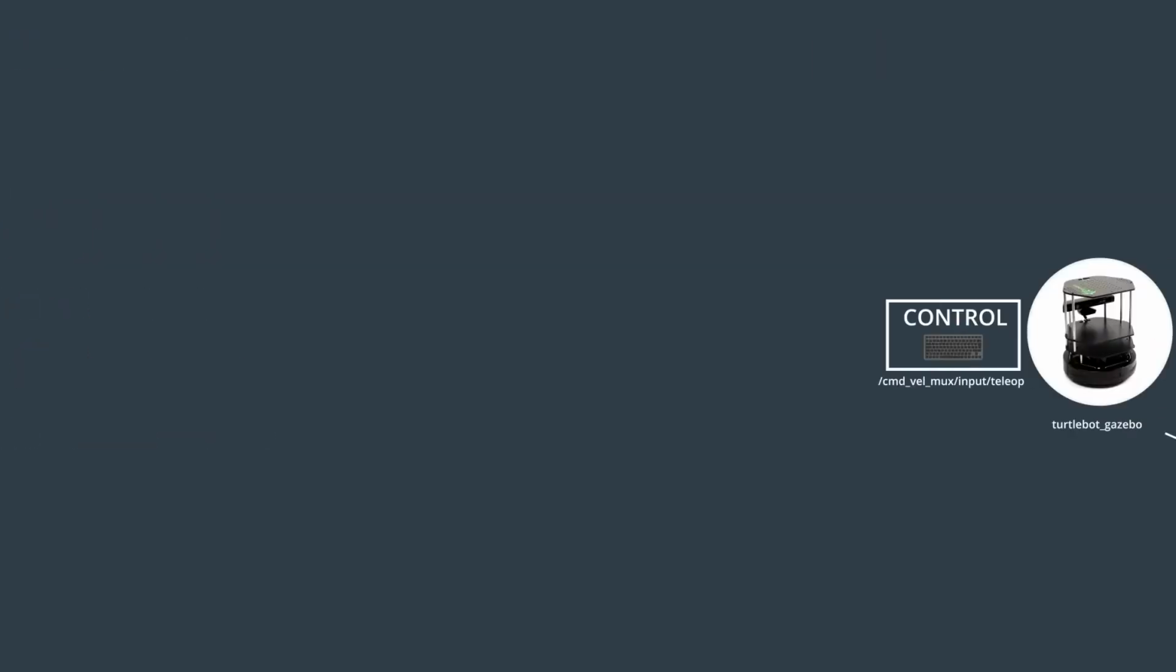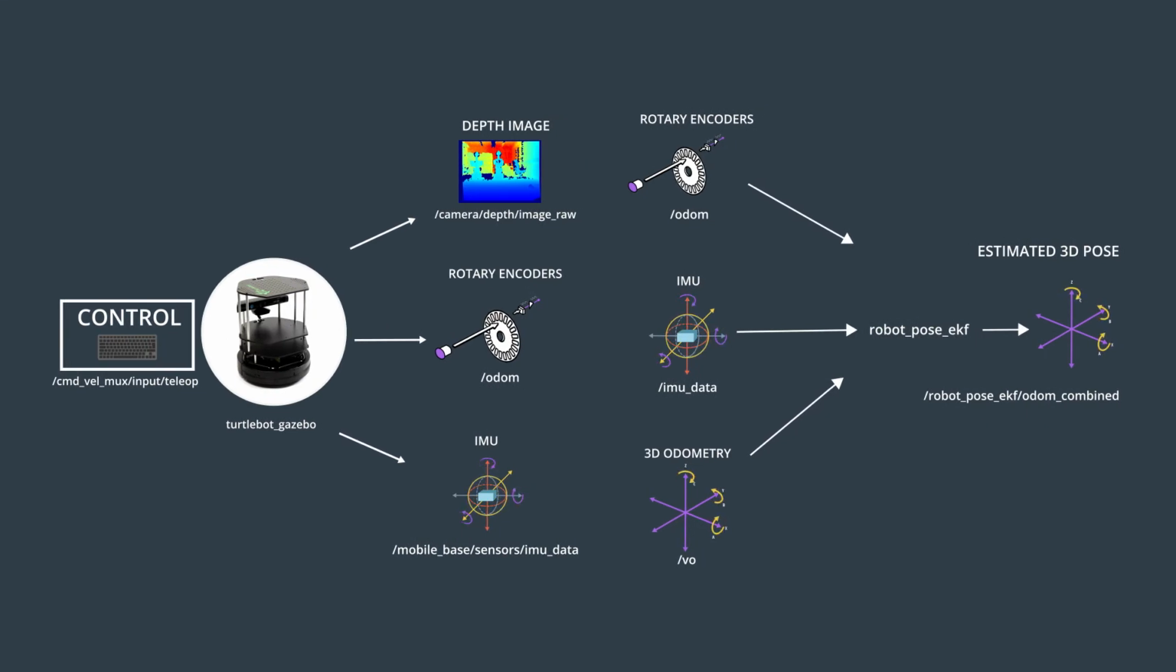To interface the robot pose EKF package with the TurtleBot Gazebo package and estimate the robot's pose, you'll need to rename some topics to match them with each other. At first glance, we see that depth imaging is unique to the TurtleBot Gazebo package, so the EKF node will not be able to subscribe to it. So let's cross it out in our diagram, as we won't be using it.